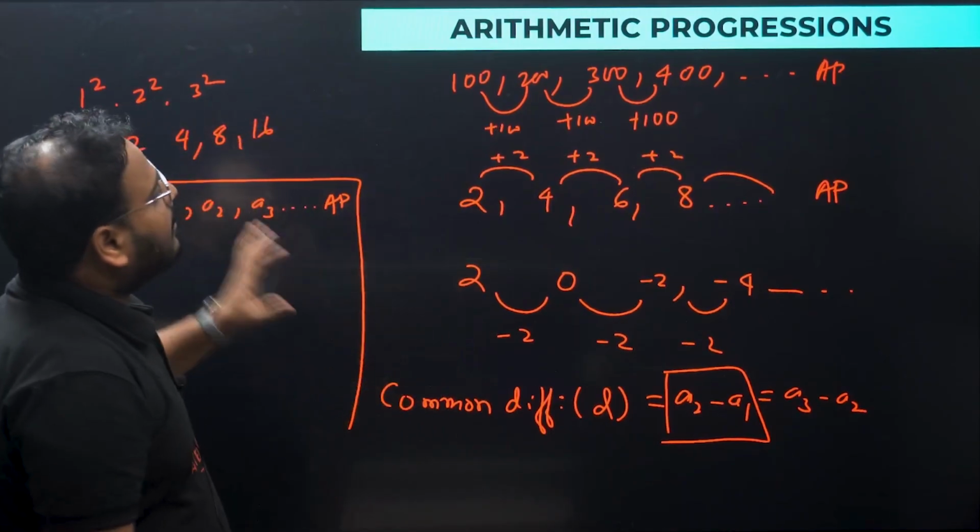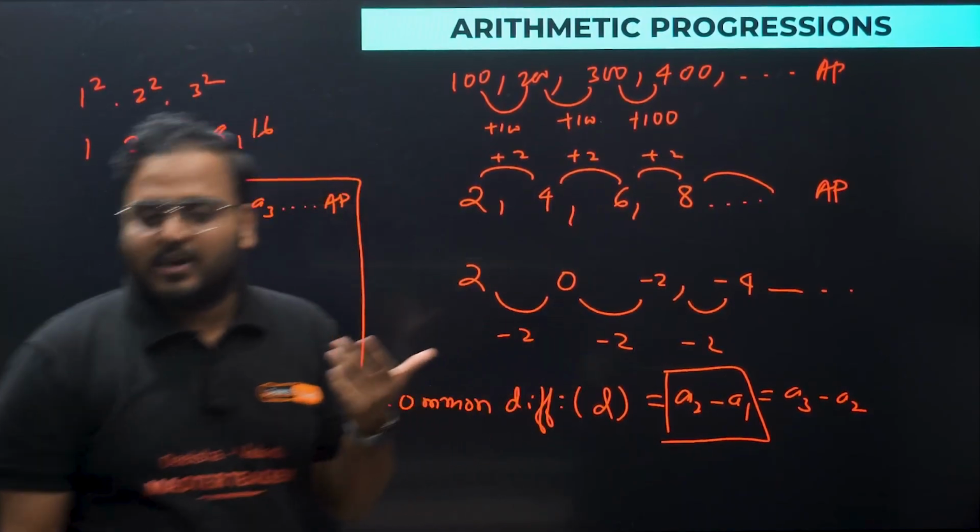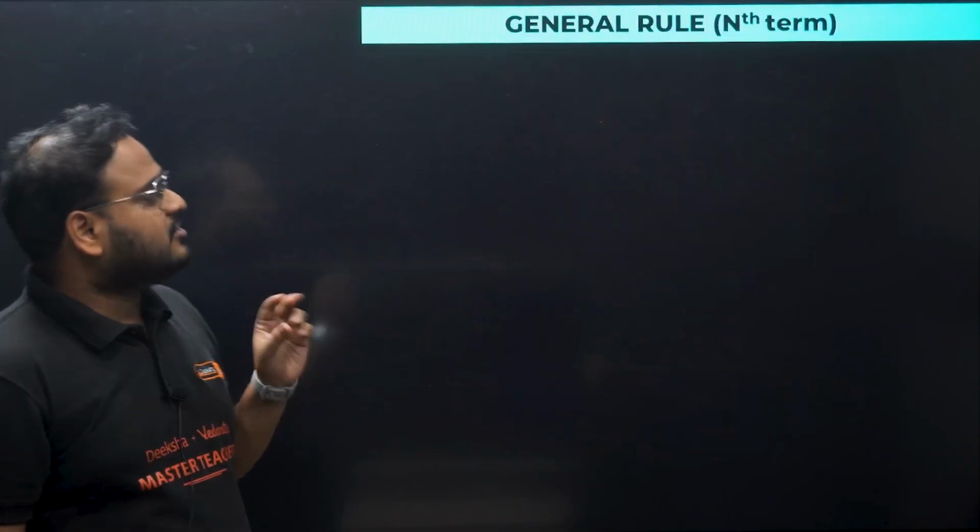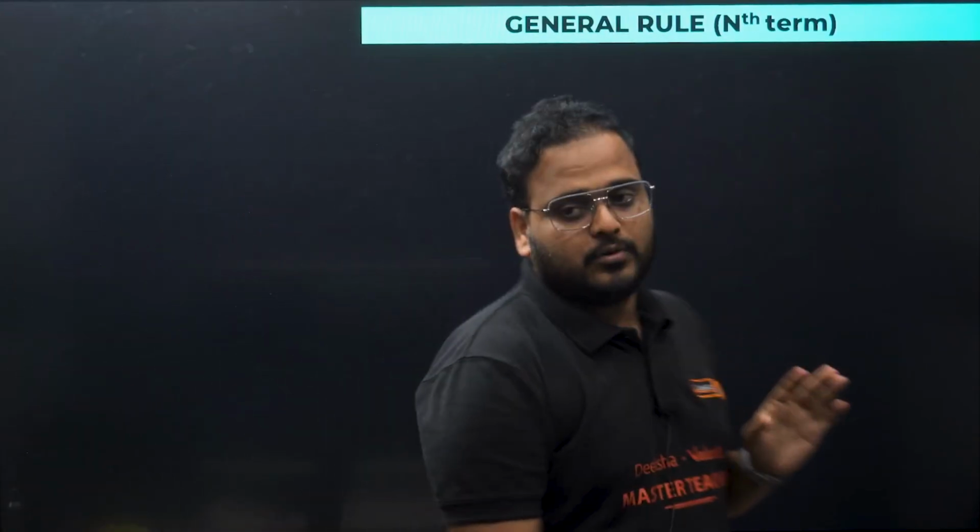Now, this is the understanding of arithmetic progression, with different examples of arithmetic progression. Next up we'll have the general rule. We'll see all of that.